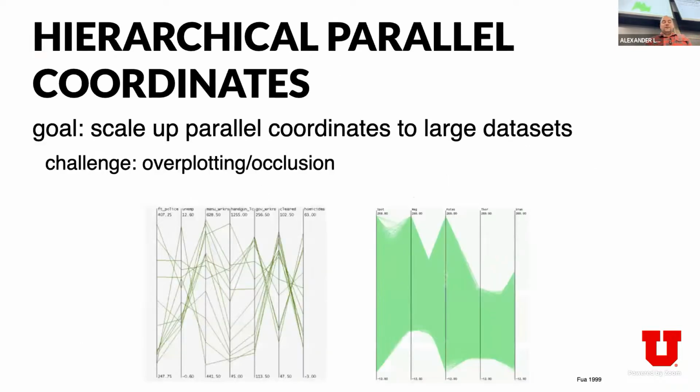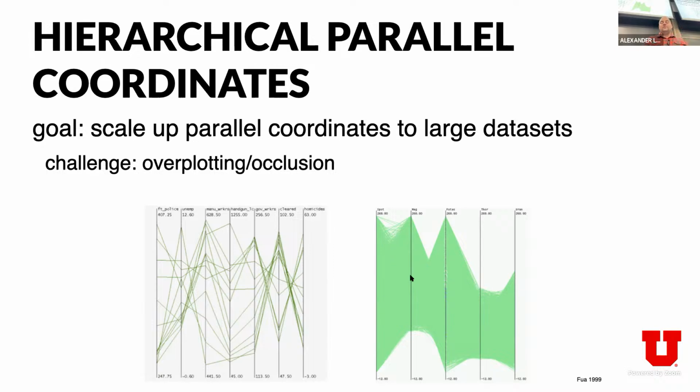And so here is an example of clustering that's called hierarchical parallel coordinates. The goal of this approach was to scale up parallel coordinates to large data sets. And the challenge here is overplotting and occlusion. So here is a simple data set that we can easily see. Here's an overplotted data set, right?